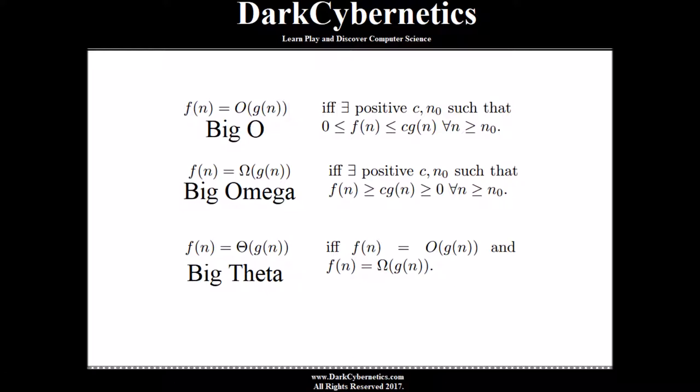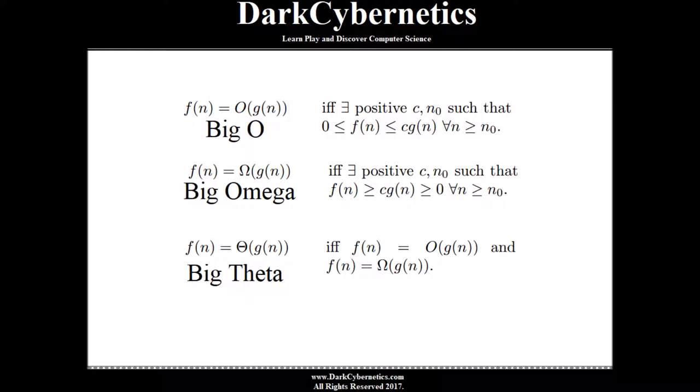The upper bound, or big O, refers to growing no faster than. A function f of x is in the set of O of g of x if and only if there exist positive constants c1 and x0 greater than 0, such that f of x is less than or equal to c times g of x for all x greater than or equal to x0. For big omega, or our lower bound, the function grows at least as fast as.